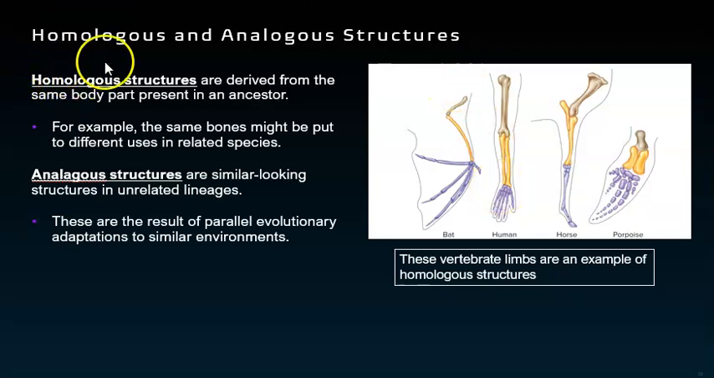Homo always means same. So homologous structures have the same ancestor and similar makeup. Analogous structures are structures that look similar, but they're actually in completely unrelated lineages. So that's just by happenstance of where they developed separately. They weren't actually related to a common ancestor. And this says, these are the result of parallel evolutionary adaptations to similar environments. So that makes sense. You ended up in a similar way, but you don't have the same ancestor if these are analogous structures.